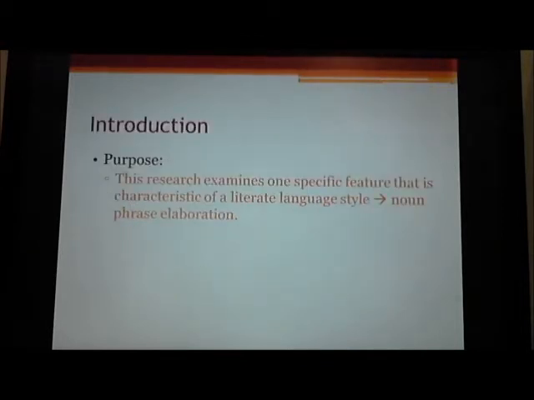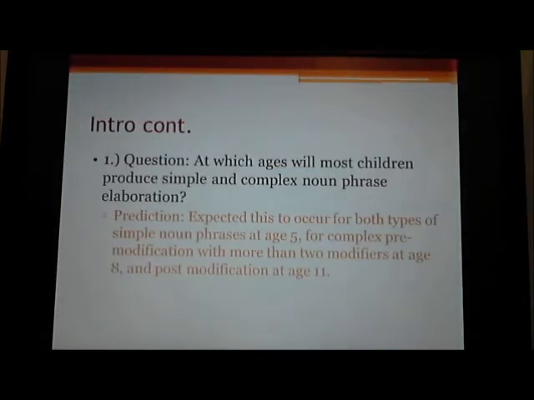Okay, so an introduction. The purpose of this research is examining one specific feature that is characteristic of a literate language style, namely noun phrase elaboration. Alright, so the following research questions and predictions were investigated for 4 types of noun phrase elaborations occurring in narratives elicited in 2 narrative contexts for children at ages 5, 8, and 11 years of age.